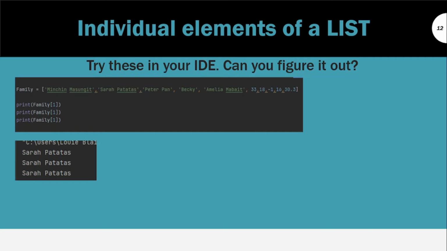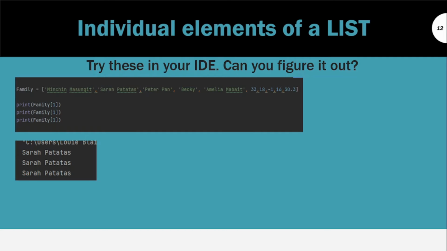So, for example, we have a variable family. Ayan. So, naglagay ako ng, disregard the name references. Naglagay ako ng strings and then ng mga integers and float. So, ang gusto ko lang i-print ay si Sarah Patatas. So, pang ilan sa index location si Sarah Patatas. So, si Minchin ay 0, si Sarah yung number 1.